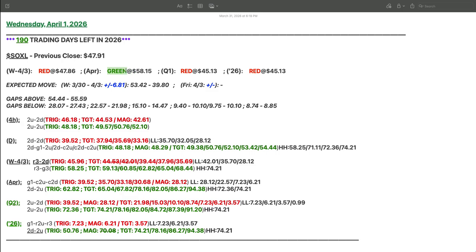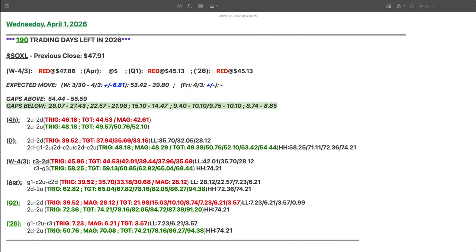We don't know what the flip is going to be for April yet, because April hasn't opened, but we do know that the quarter and the year have flipped back green. We got back above that 45.13. If we go back below that 45.13, then obviously the quarter and the year go red. Market makers expected move for this week was plus or minus $6.81 from the close price on Friday, giving us an expected range of 53.42 to 39.80. If you're not familiar with that market makers expected move, make sure you check out our weekend video where we dive deeper into that. We know the gaps are above and the gaps are below.